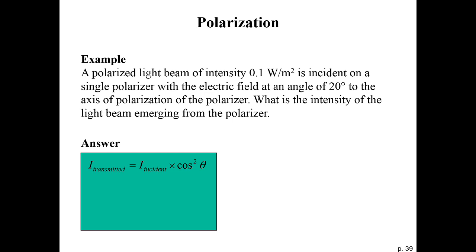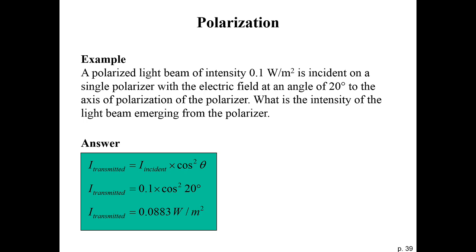Piece of cake. The next example, we have polarized light with a beam of intensity of 0.1 watts per square meter incident on a single polarizer where the electric field is at an angle of 20 degrees to the axis of polarization. So we want to know the intensity of the light here. So in this case, the I transmitted is the I incident times the cosine squared theta. So the I incident is 0.1 watts per square meter, and it's cosine squared of 20 degrees. So we do our math on this, and we get our transmitted intensity is 0.0883 watts per square meter. So you'll notice most of it gets through, right? About 88% gets through because that angle is relatively small.